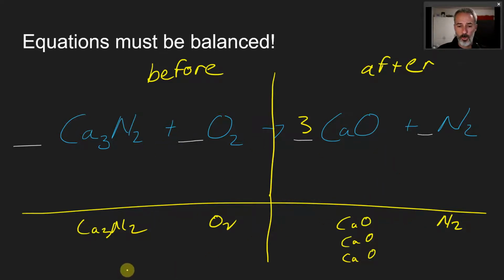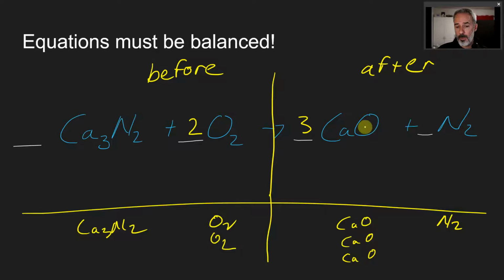Let's go on to O. I see 2 O's on this side. How many O's do you see on the right? Now remember, there's not just 1, this 3 affected it. Remember that 3 meant there were 3 of those calcium oxide compounds. So there's actually 1, 2, 3 O's there, but there's only 2 over here. Wouldn't you agree we need more over here? Well, if I put a 2 here, how many oxygens do I now have on the left side? 4.